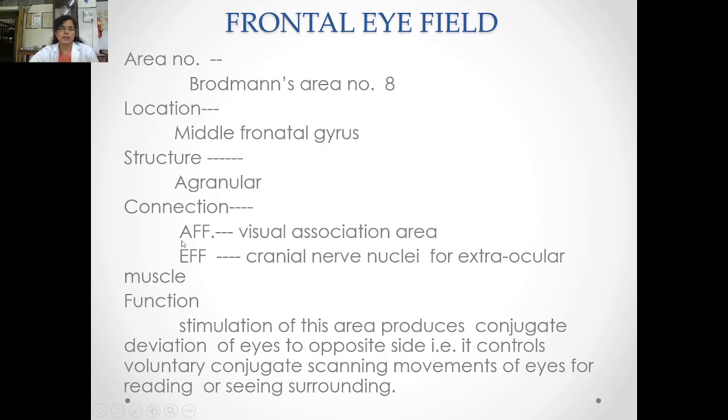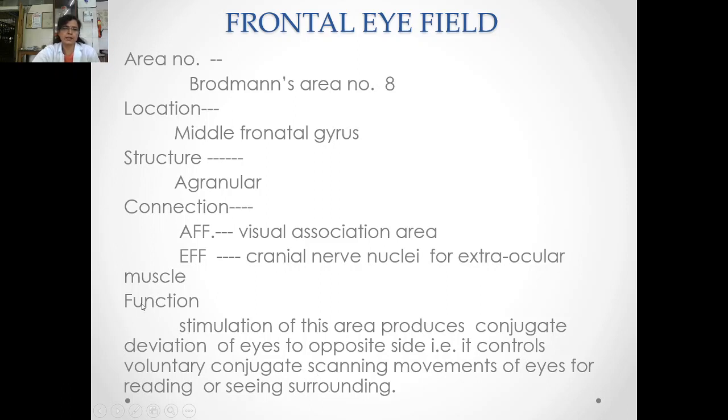Connections: it receives afferents from the usual association area, mainly from area number 19, that is the occipital eye field, and efferents of this area go to cranial nerve nuclei of extraocular muscles. Functions of this frontal eye field: stimulation of this area produces conjugate deviation of eyes to the opposite side, that is, it controls the voluntary conjugate scanning movements of eyes for reading and seeing the surroundings.